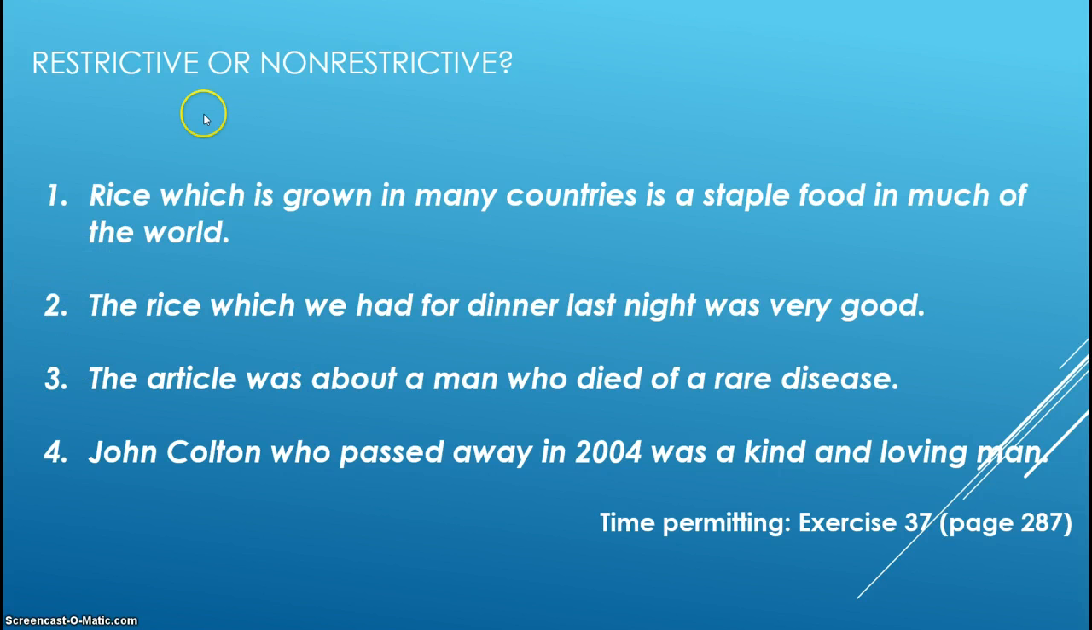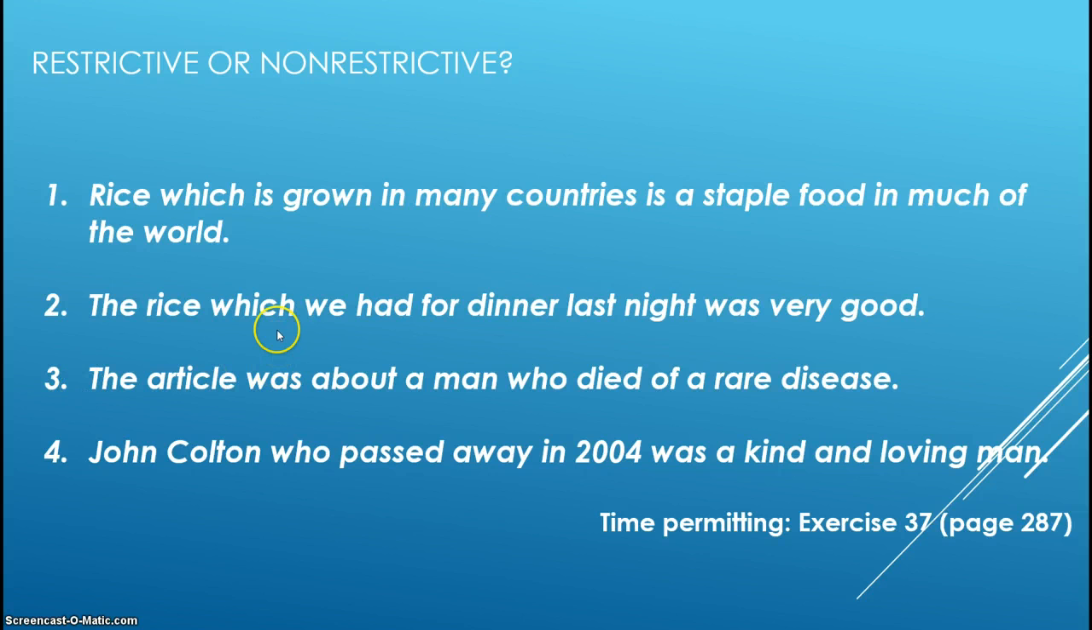Number 2 and number 3, these are restrictive. These clauses are quite crucial. What rice are you talking about? What rice was very good? This rice was very good. I'm only talking about the rice which we had for dinner last night. So you could have which, you could have that, right? This is a non-restrictive, both could go in there.